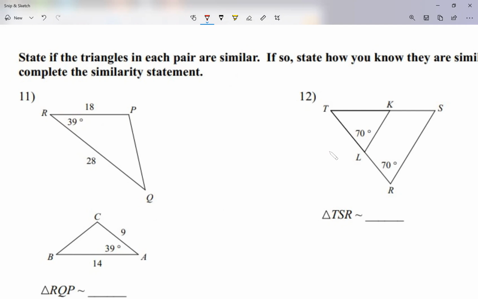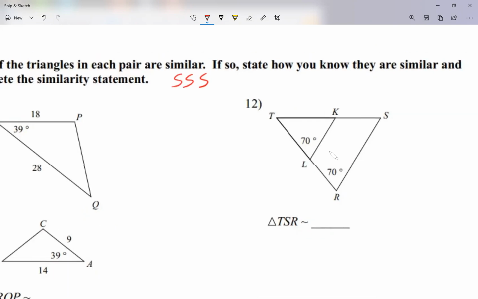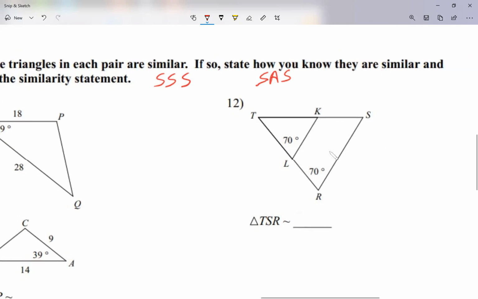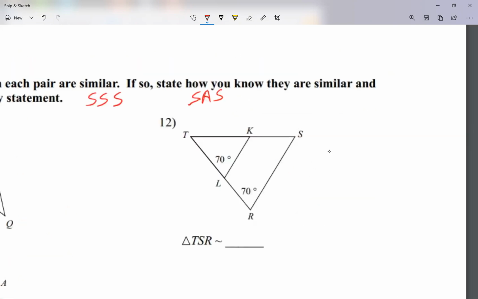For similarity, there are only 3 rules that work. One of them is going to be side, side, side. That means I'm comparing all 3 sides of the triangles. The other one that works is side, angle, side. And then the third one is interesting: when we talk about similarity, we saw this rule for congruency, but it didn't quite work. For similarity, we call it angle, angle, angle.